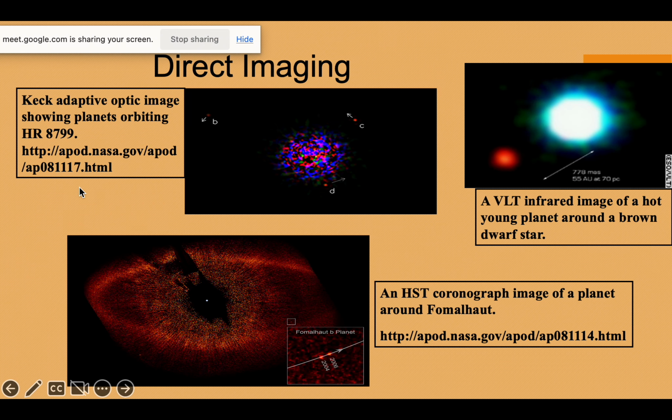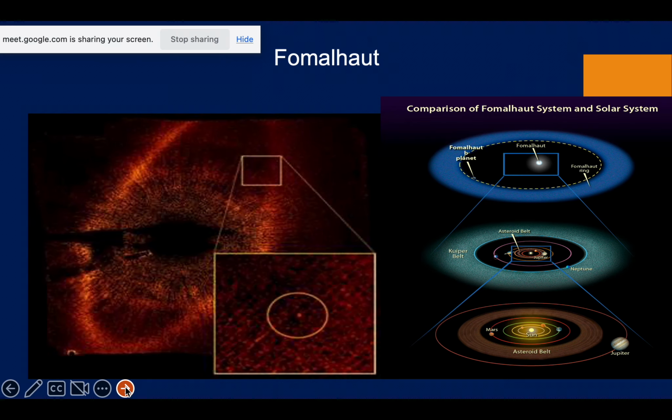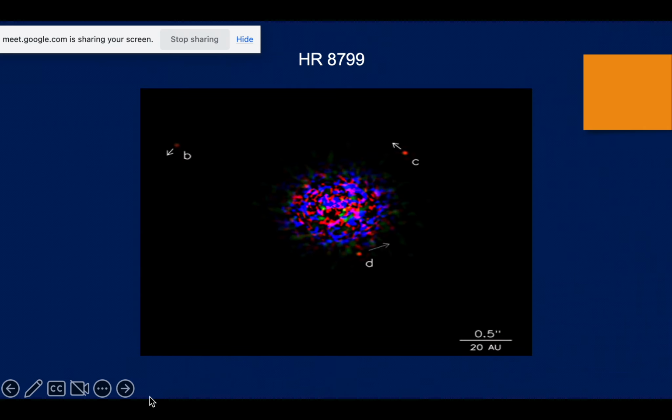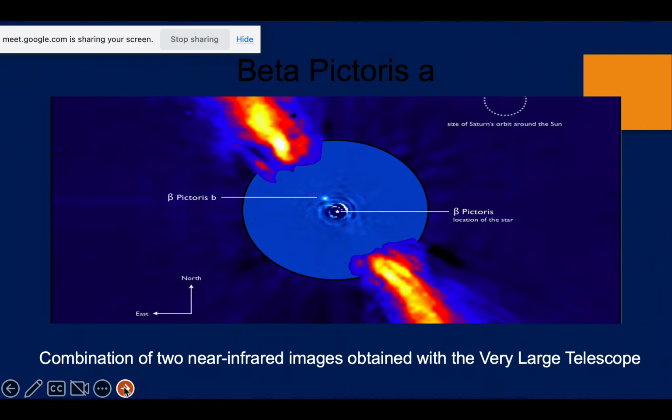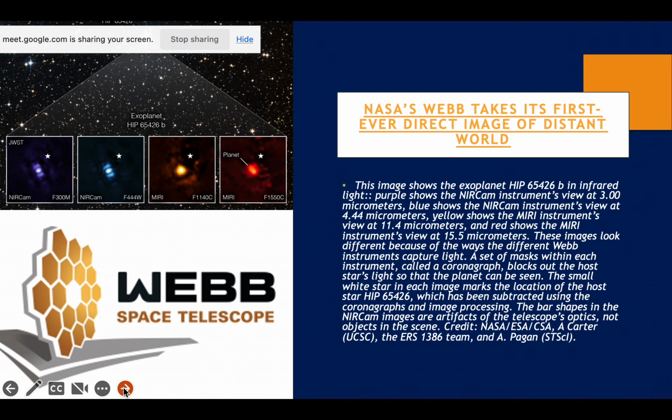So direct imaging has been done using the Keck telescopes, with which people have discovered planets around stars. I don't have the time to go into that, but there are various examples of this being done successfully. Beta Pictoris also was imaged like this. You had to do near infrared images with a very large telescope, with which they managed to observe it.